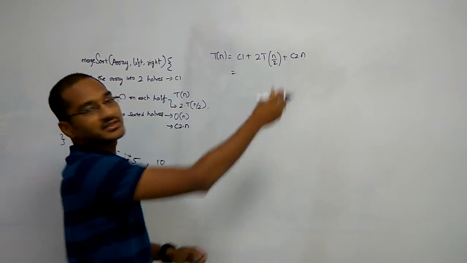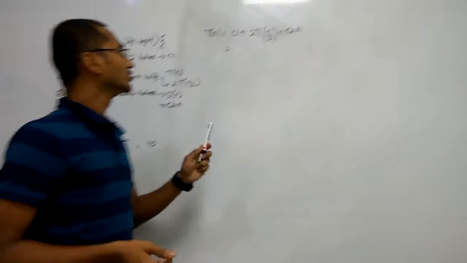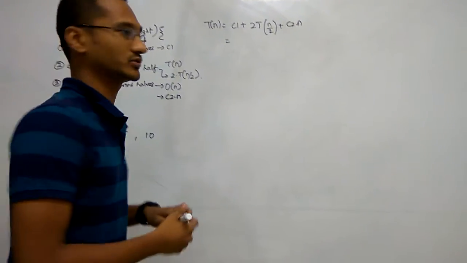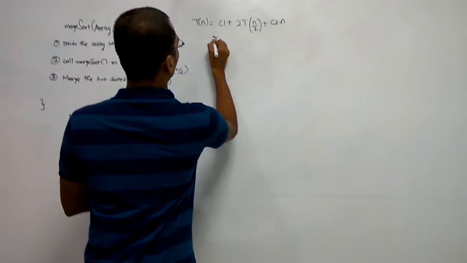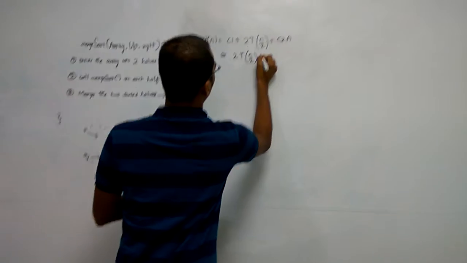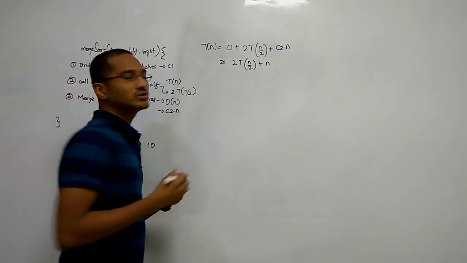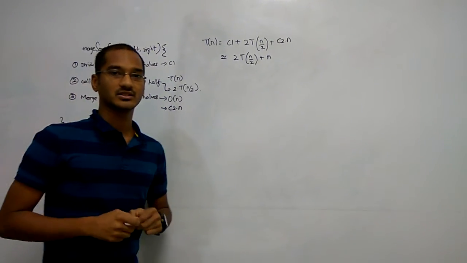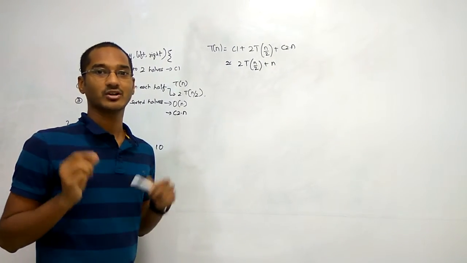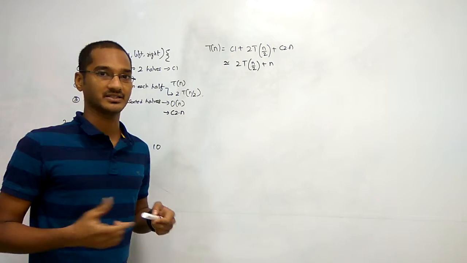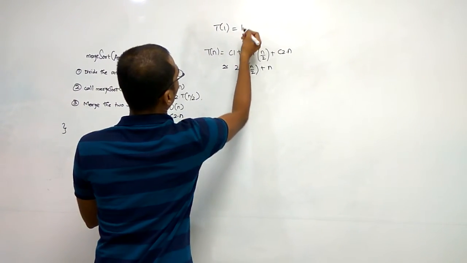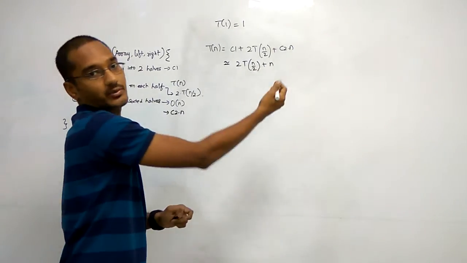Here, C1 and C2 being constants do not predominantly affect the growth of the function T of n for relatively large values of n. So we can say that T of n is almost equal to twice T of n by 2 plus n. One more thing to be noted in case of merge sort is that to sort an array of just a single element, it's going to take a unit time because an array of a single element is sorted by itself. So T of 1 equals 1 is going to be the base case for this recursive equation.